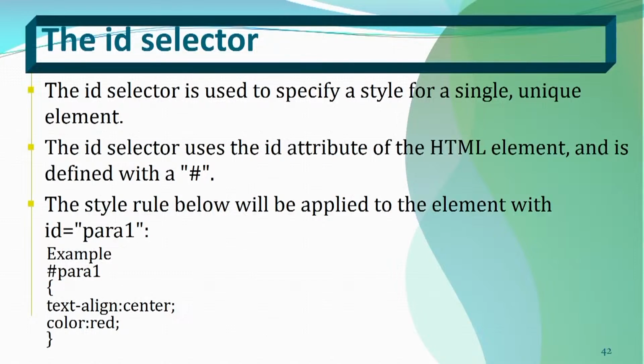So wherever we follow ID equals to para 1 in any tag, say in a heading h1, we will say ID equals to para 1. It will refer to the CSS file. It will check where the ID equals to para 1 is defined. Hash para 1 it will find. It finds that color is red and text align is center. So it will set that styling to that tag. So we can say a single styling to it.